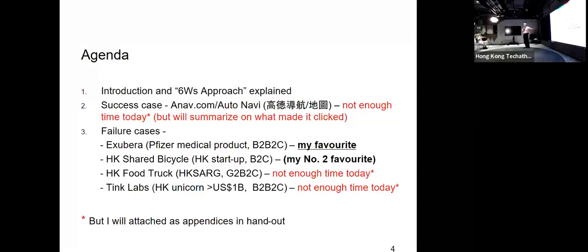And then Hong Kong Food Truck, we don't have enough time for that, but I'm sure you are aware that on the 1st of June this year, they will close it down. So technically, it's not a success case, even though it was initiated by the government. And Team Labs is actually a unicorn in Hong Kong that closed down. Even as big as a unicorn, with so many people investing so much money and such a valuation, it can still fail.